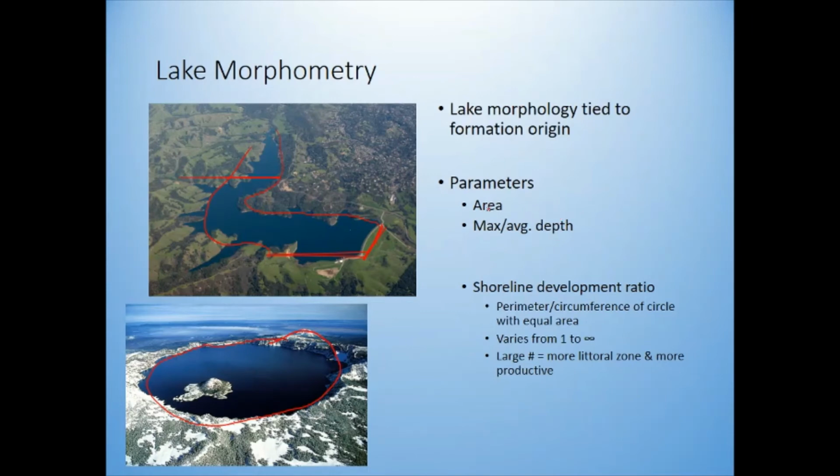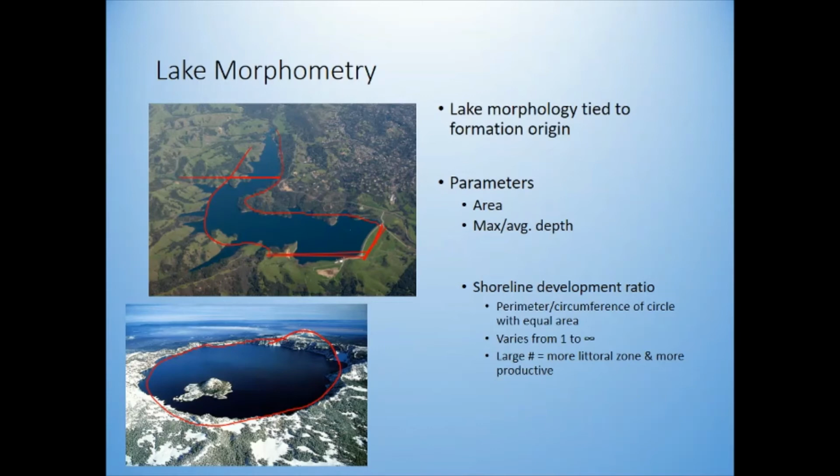So, when we're looking at things like area and max and average depth, those are fine metrics to use, but one metric that is interesting is called the shoreline development ratio. Now what the SDR, shoreline development ratio, does is it's a ratio of the perimeter to the circumference of the circle with equal area. Okay, so what does that mean?